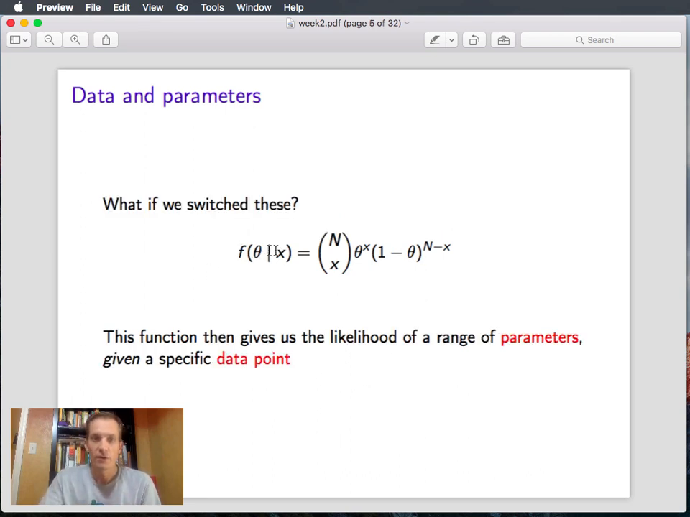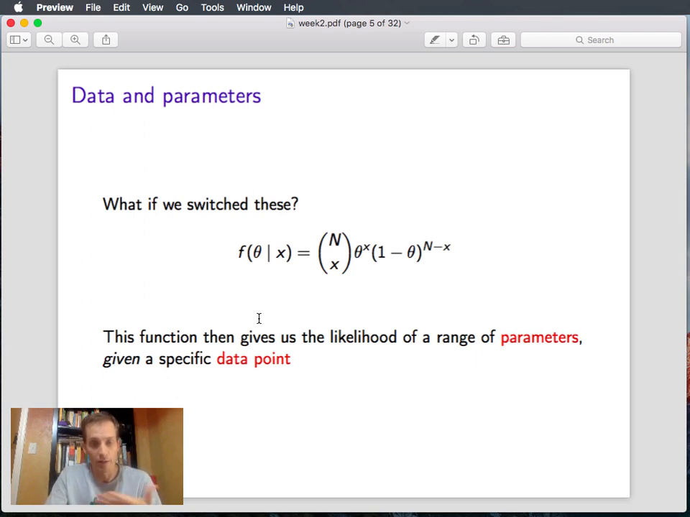What if we wrote this function, well, I've changed nothing on the right-hand side, but I have changed the left-hand side. What if I change this to the probability of a parameter given data? Okay, and what this turns into, the formula stays the same, but the inputs, instead of being data, are now parameters. And this is what's called a likelihood function. It is different from a probability function.